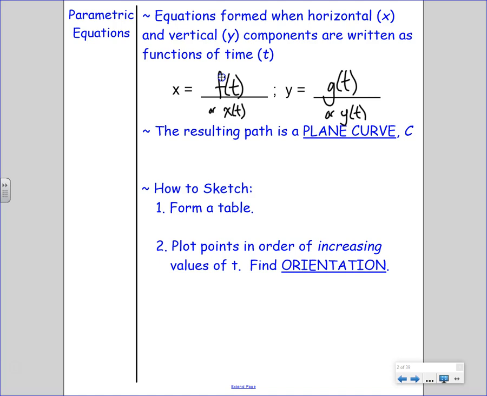The path of a parametric set of equations, because now parametric equations come in pairs. You need the x and the y, or else you can't graph it on an xy plane. So parametric equations come in pairs. And the resulting path, here's a snazzy term for it, is called the plane curve. So if you're trying to sketch a parametric equation, remember there are pairs.